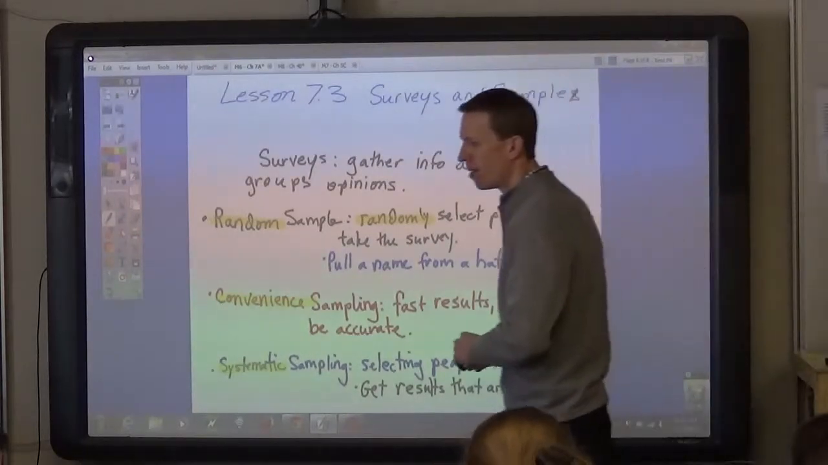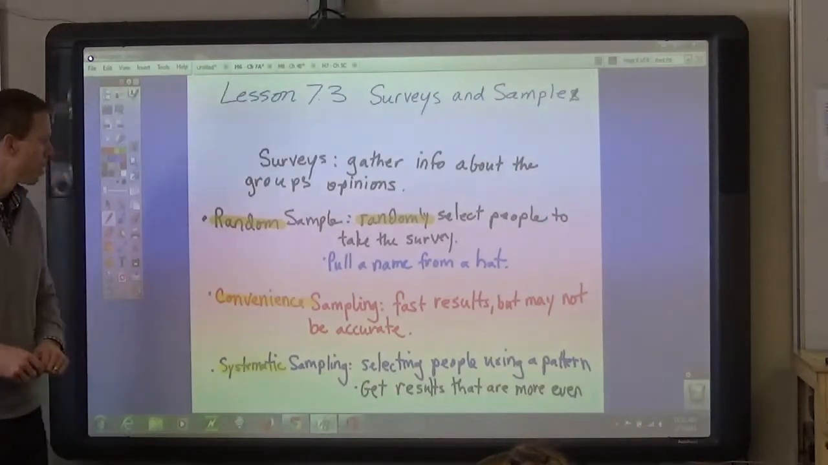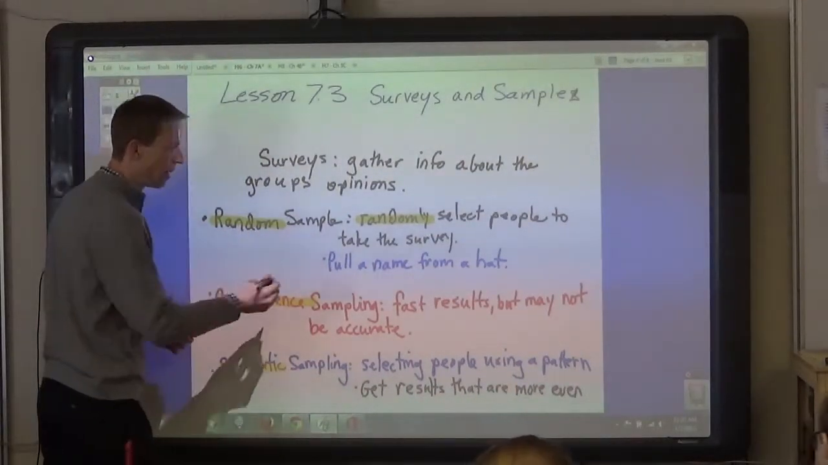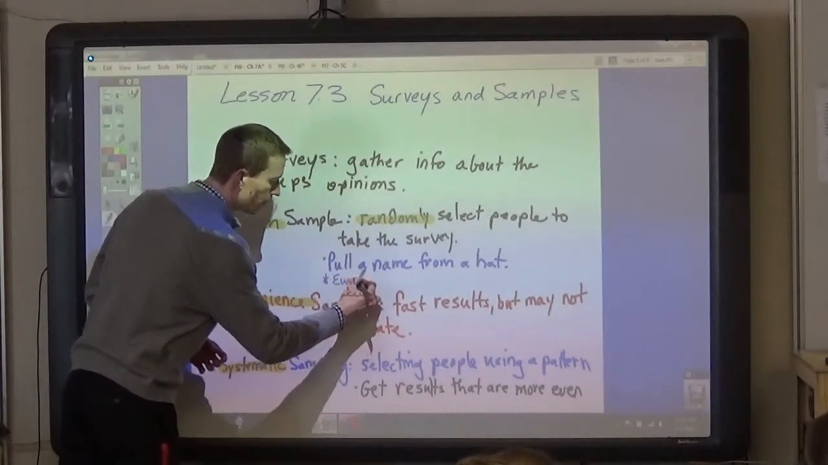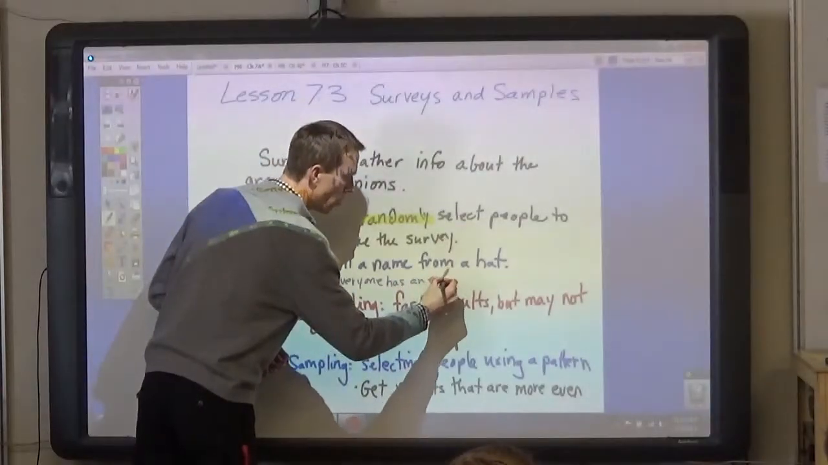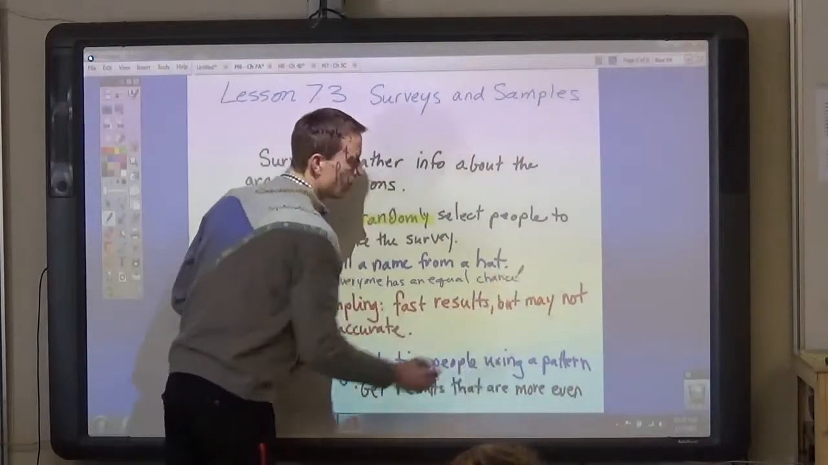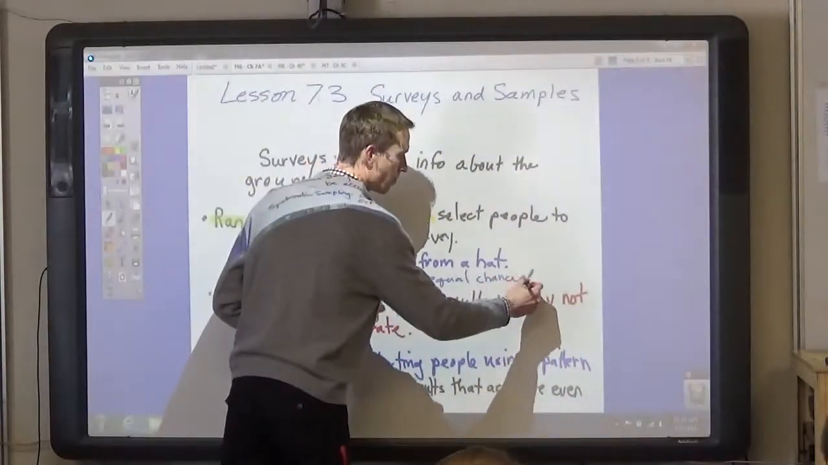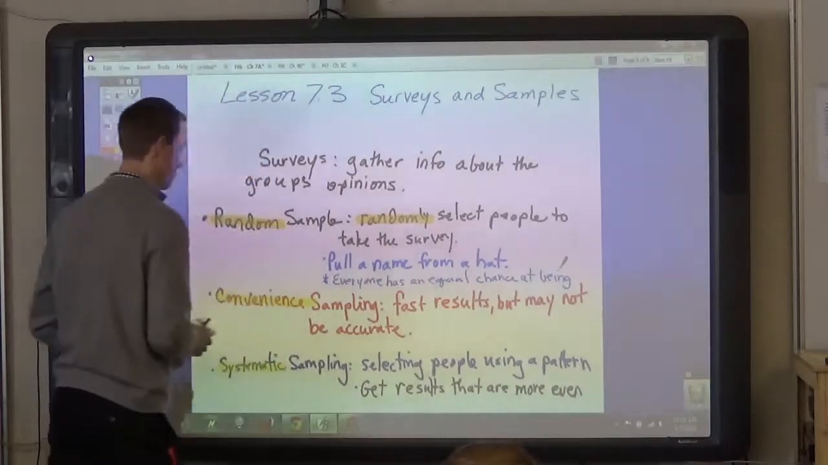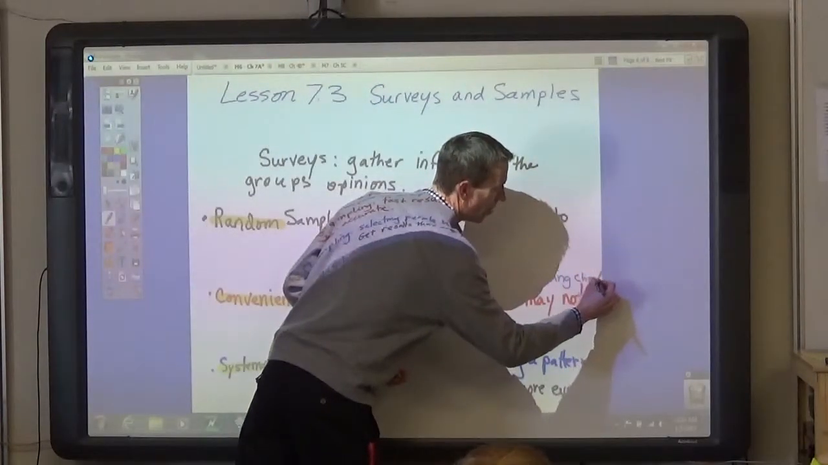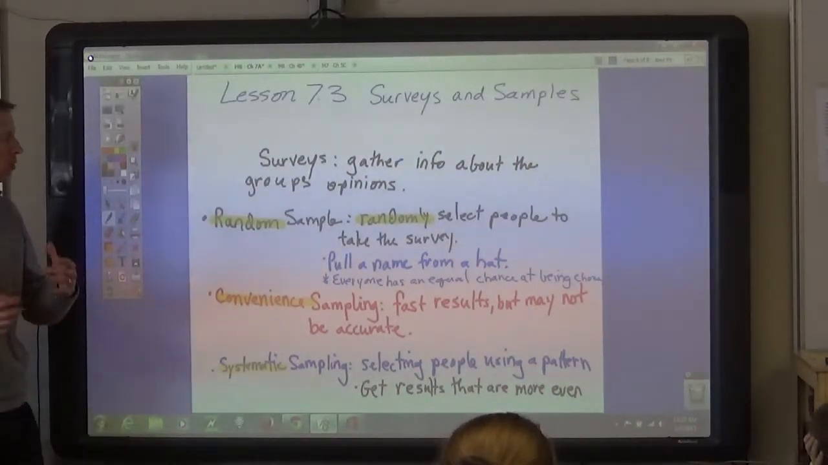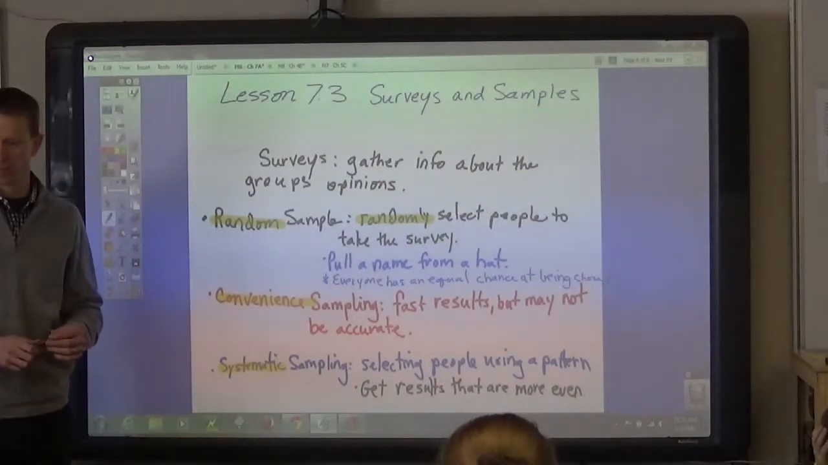Now, if you're pulling out a name, what are the chances that someone will be pulled out to take the survey? Does everyone have an equal chance then? Yes, and that is the key for random sampling, the advantage of it is that everyone that's possible in the survey, everyone has an equal chance at being selected. At being chosen. Okay? If everyone has an equal chance at being chosen, that's a completely random sample. Okay?